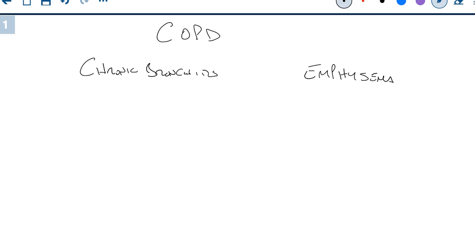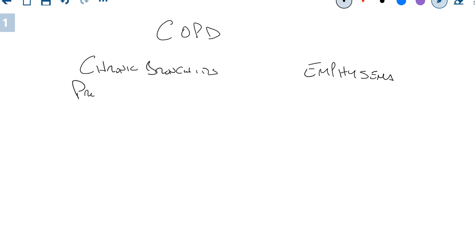Chronic bronchitis is defined as a chronic productive cough for 3 months in each of 2 successive years. So basically for 2 years in a row, and in a patient whom you've been able to rule out other causes of chronic cough, such as GERD or bronchiectasis or anything else. So that's chronic bronchitis. So productive cough for 3 months for at least 2 years in a row in patients where you've ruled out other causes of chronic cough.